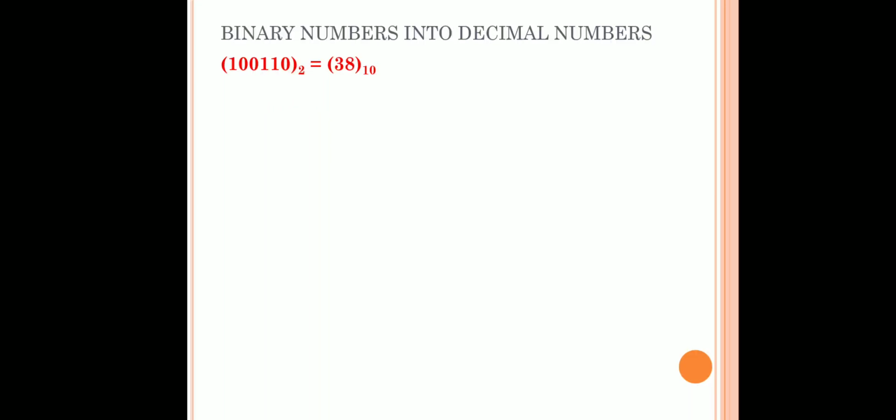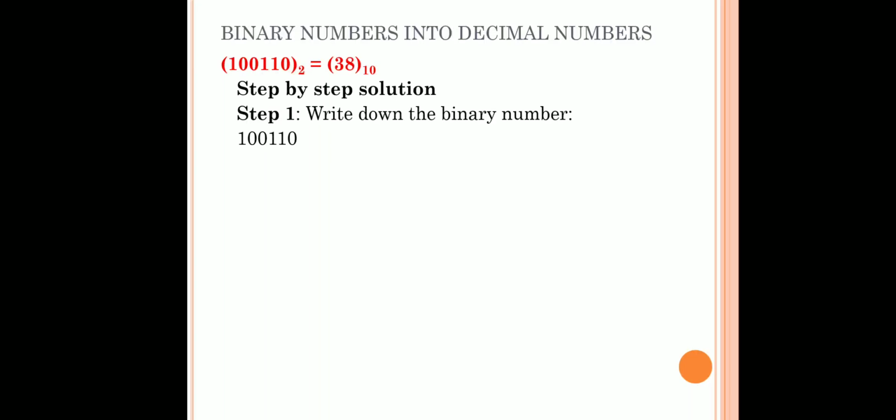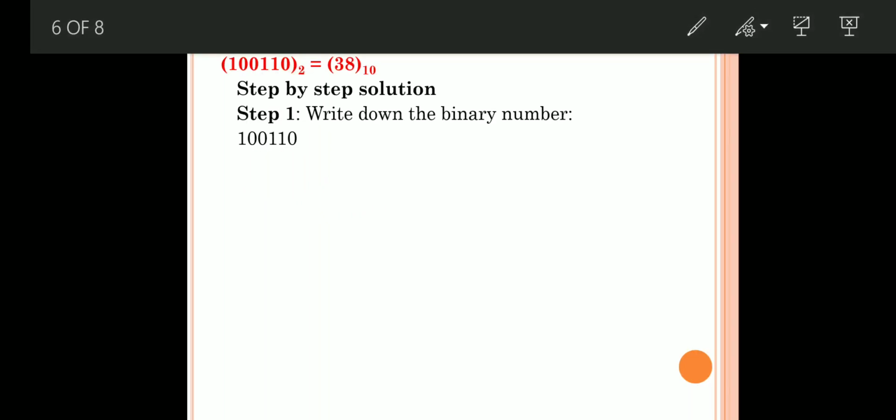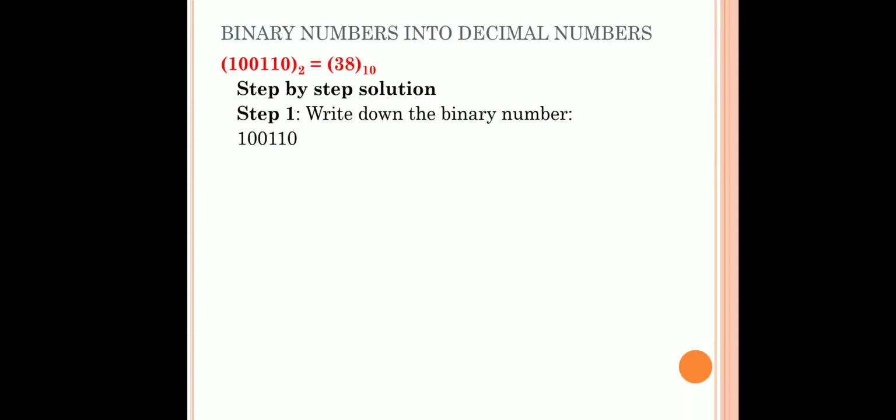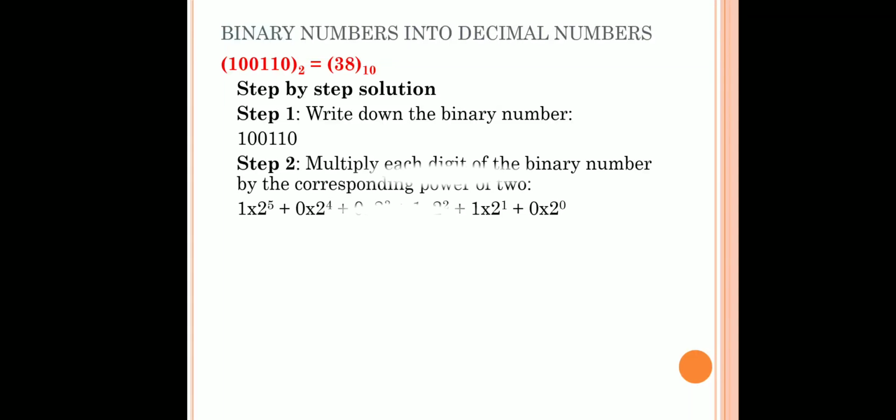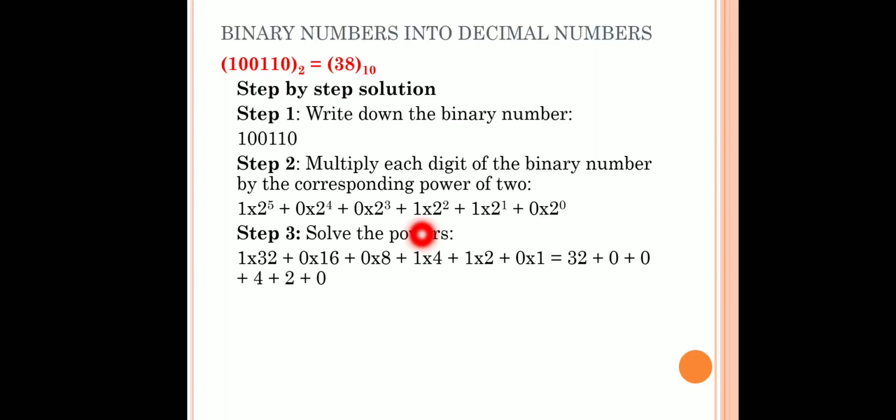1100110. In this question we will repeat the same process. We will read the number from right to left. As you can see, first is 0 into 2 to the power 0, second is 1 into 2 to the power 1, third is 1 into 2 to the power 2. Like this we will go on. Then after we will evaluate these numbers.